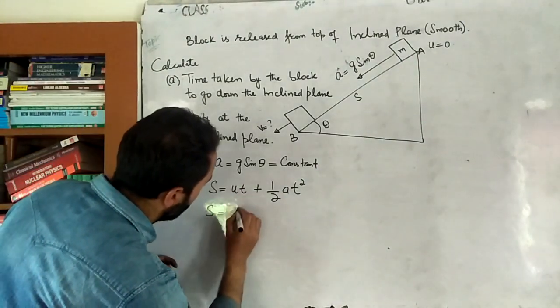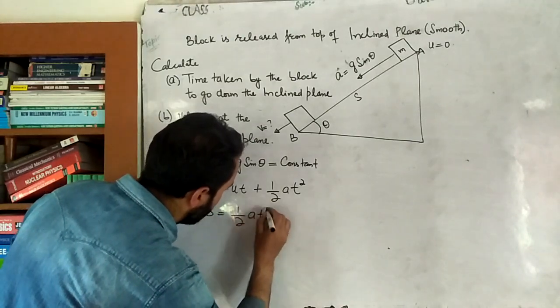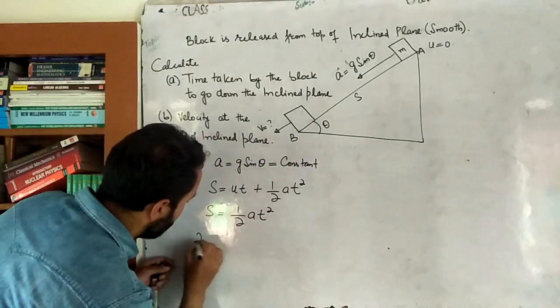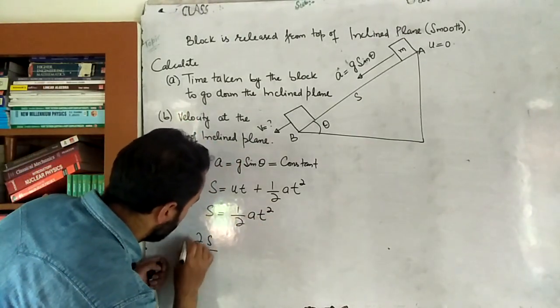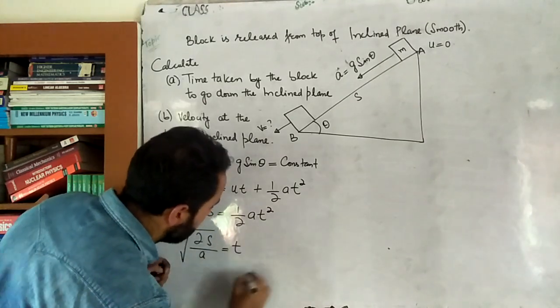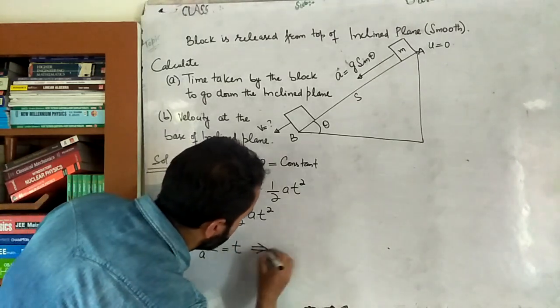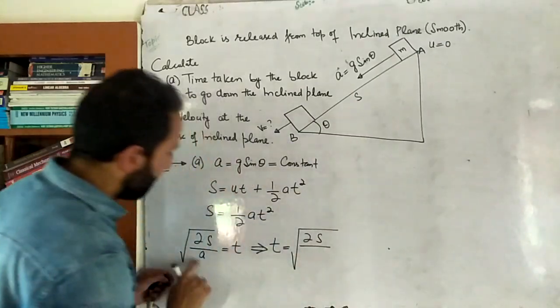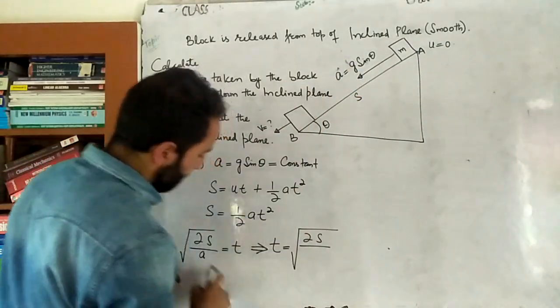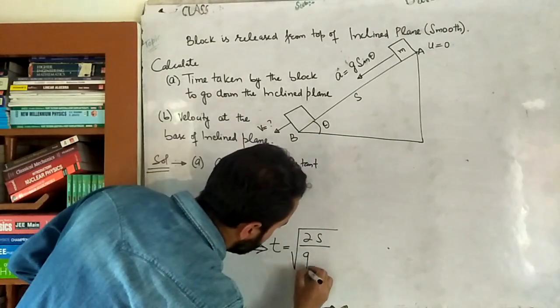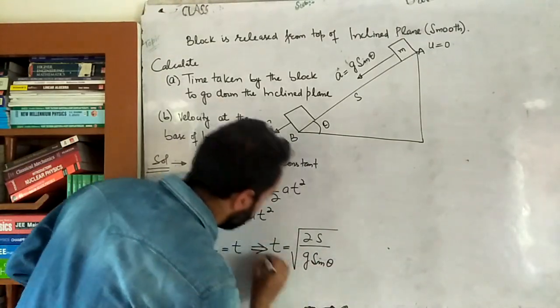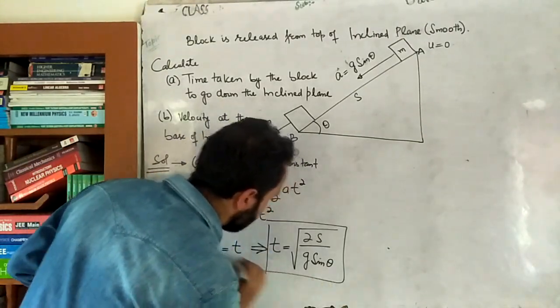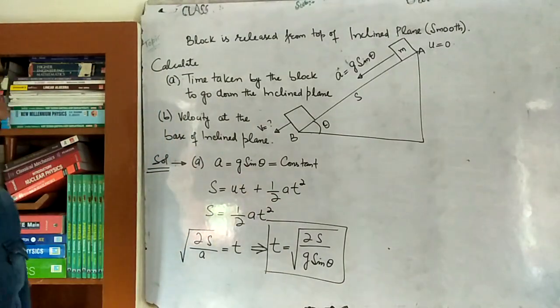So s will be equal to 1 by 2 at square. So that means under root of twice s divided by a will be equal to t, which in turn implies that t is equal to under root of 2s divided by a. Now we'll replace this a, what will we write instead, beta? g sin theta. So this is the answer.